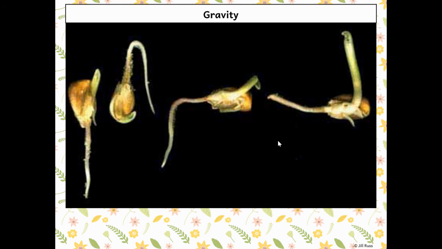Here's a picture of some of those seeds germinating. You can see the seed was placed in different directions, but no matter what, the root was going down and the stem was trying to go up. Remember, the first thing you see in the soil is the stem or the leaves. That's not the first thing that comes out of the seed, though. It is the roots.